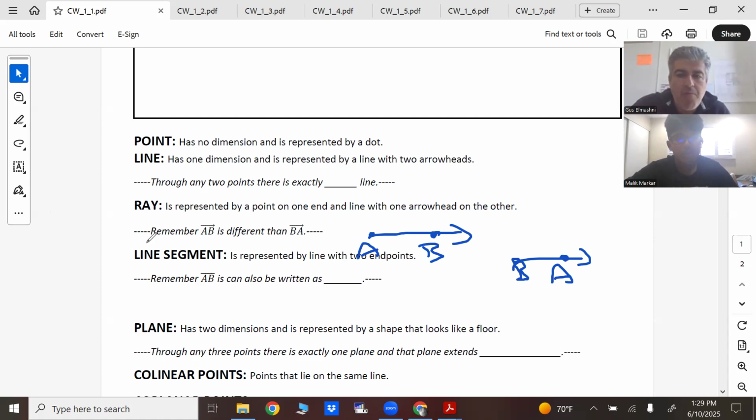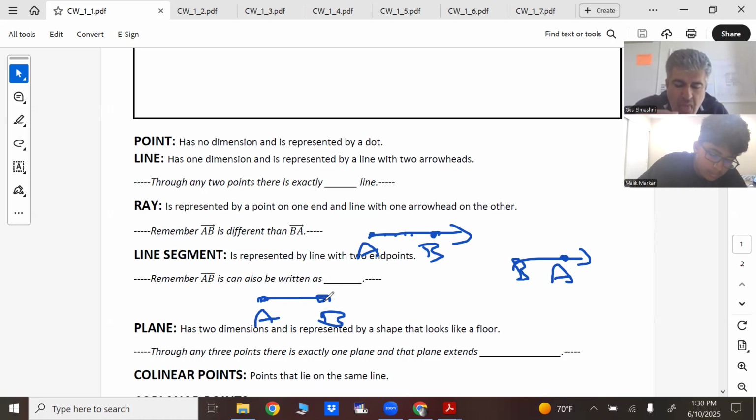By the way, a ray also has an infinite set of points. There's a bunch of dots. A line segment is different from a line, because they have two endpoints. So you don't have the arrows. It just ends both to the left and to the right. So you've got endpoints there.